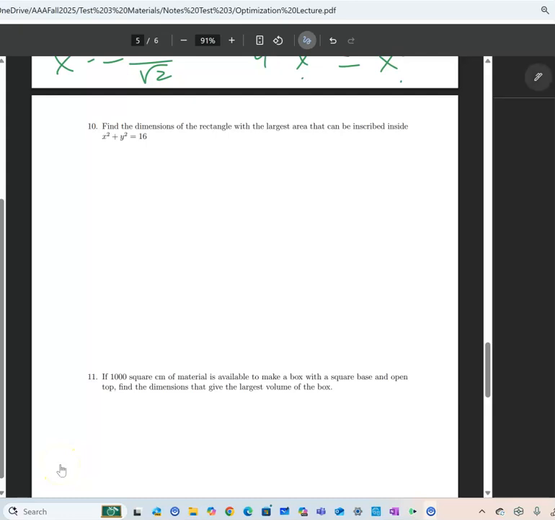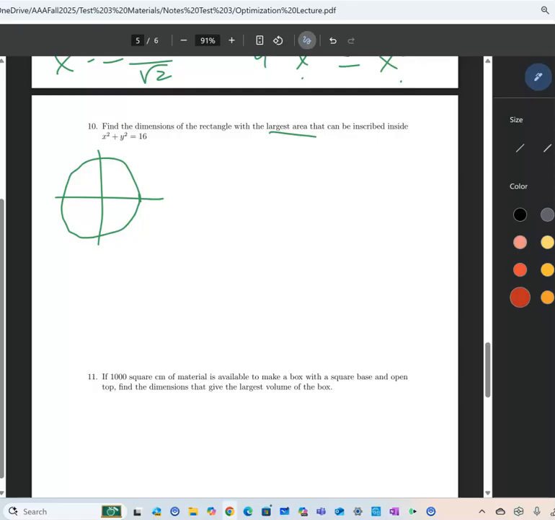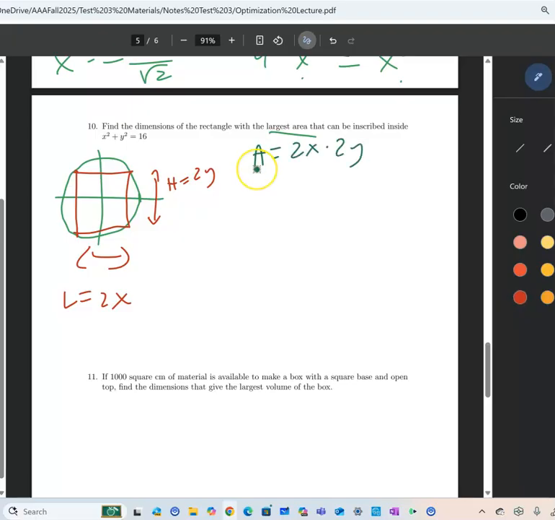All right, one more problem here, getting a little harder. So now I want the largest area of the rectangle that can be inscribed into the circle. All right, so still the length will be 2x. And let's think about the height. The height will be 2y. So my area equation will be 2x times 2y.